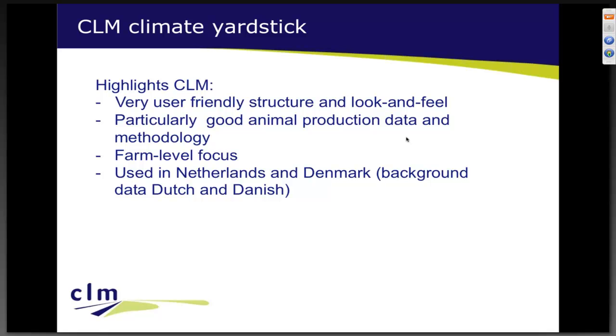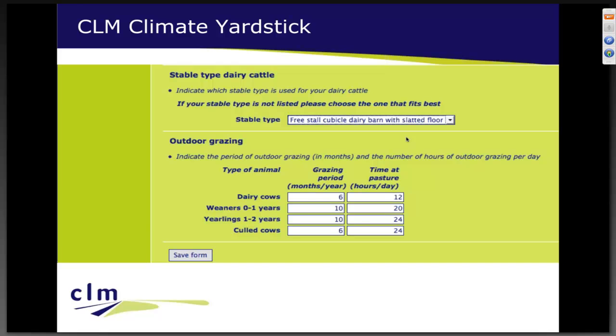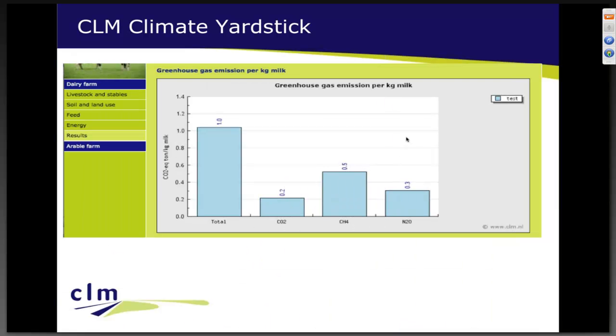It's good in animal production, also covers crops, by the way, as a farm level focus, but it's used only in the Netherlands and Denmark, which is why I'm flicking through this quickly, because you're not going to use it. But it's simple. The farmer puts in the number of cows, the milk production, the kind of stables he has, leading to a direct result of graphs showing where the actual emissions take place in ploughing, manure, and the big one, of course, is fermentation, is the methane coming from the cow. And we can also show the different gases, methane, laughing gas, and carbon dioxide.